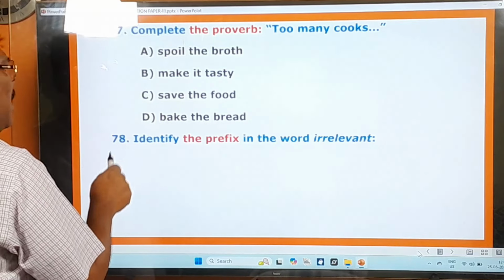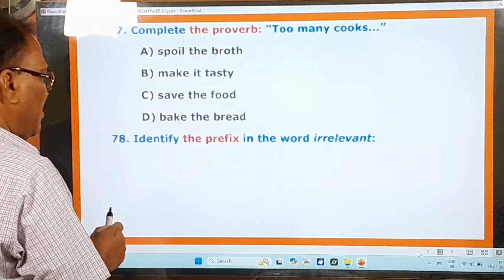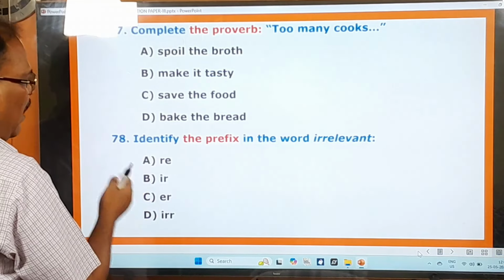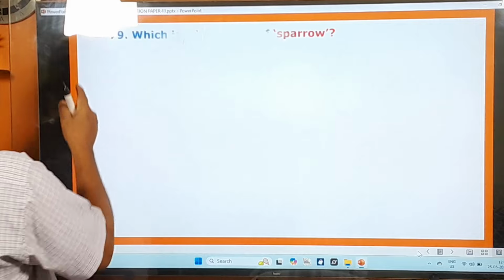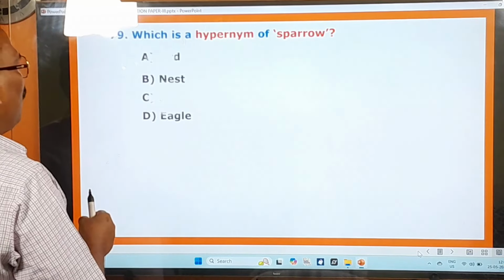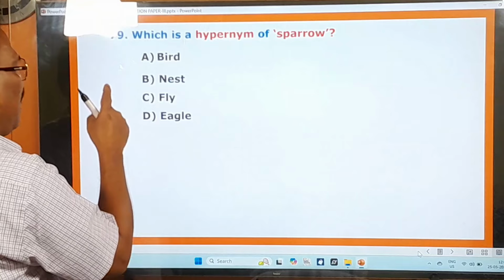78th question. Identify the prefix in the word irrelevant. Re, ir, ir. 79th question. Which is a hypernym of sparrow? Bird, nest, fly, eagle.